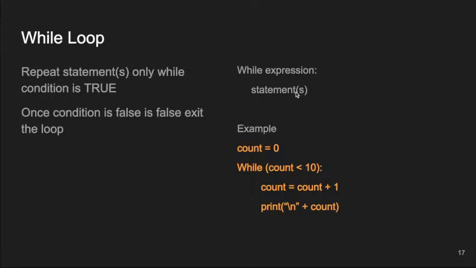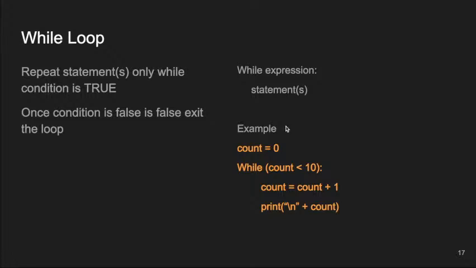All right. So basically what happens here is we repeat all these statements as long as this while condition is true. Okay, we repeat all these statements while the condition is true. This expression here, while it is true, we'll repeat all of this. But once for any reason this becomes false, then we exit the loop.